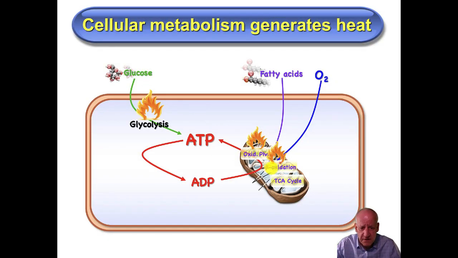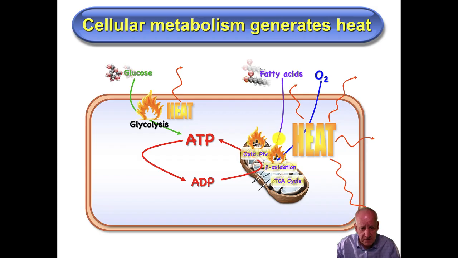The fires of cellular metabolism generate heat. Heat is a byproduct of cellular metabolism because many of its chemical reactions are exothermic, that is, they release heat. And this heat must be carried away from the tissues by the blood and released to the environment from the skin. And when the rate of cellular heat production is equal to the rate of heat loss, the body is in heat balance.